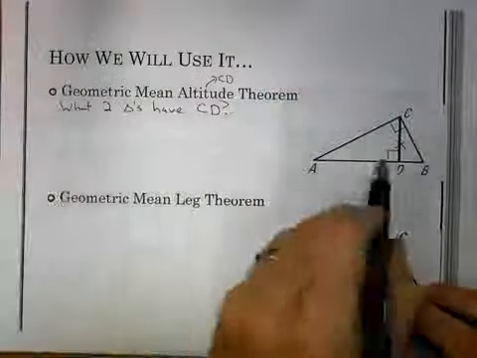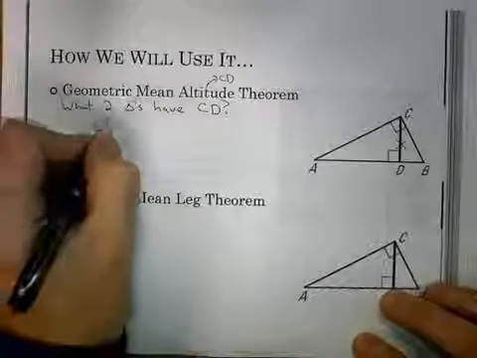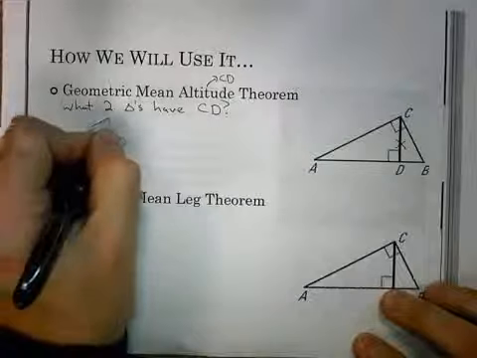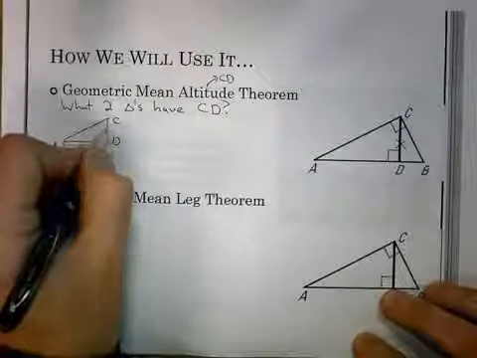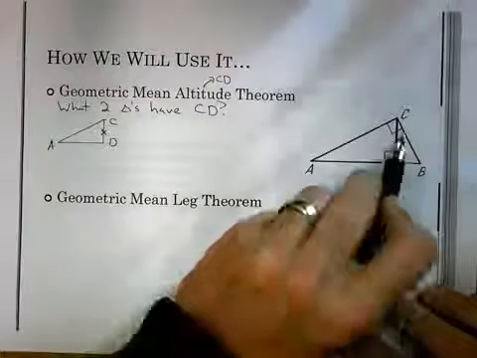The first one I see is the one on the left. So I go D, C, A, there's CD. The other one I see is the one on the right. I could take this and I could rotate it 90 degrees.